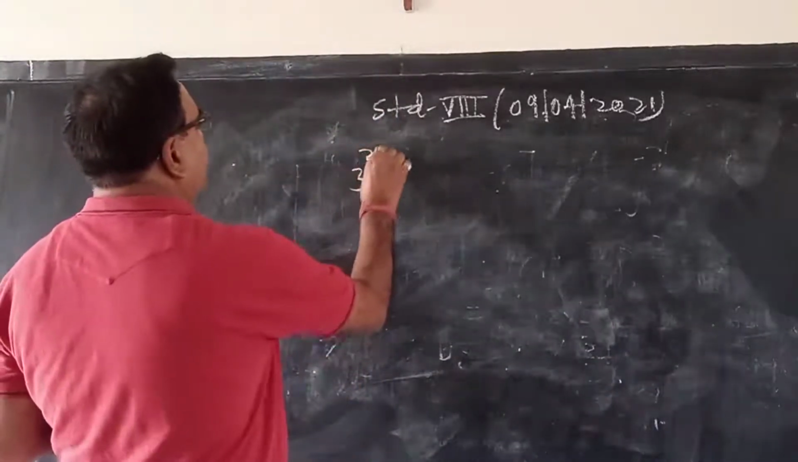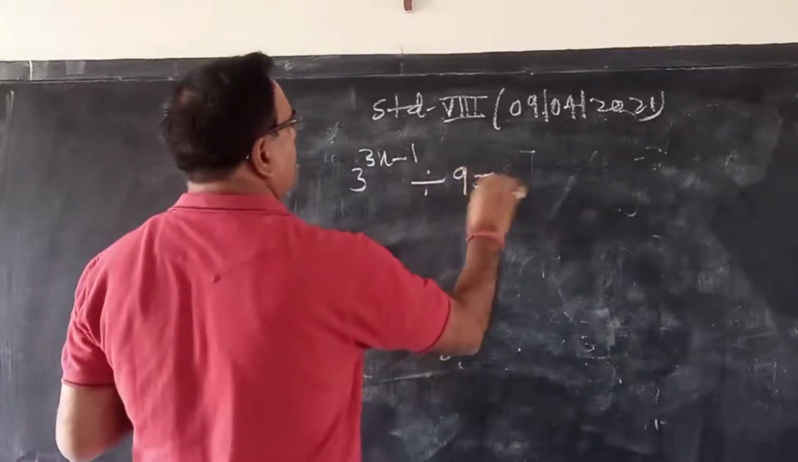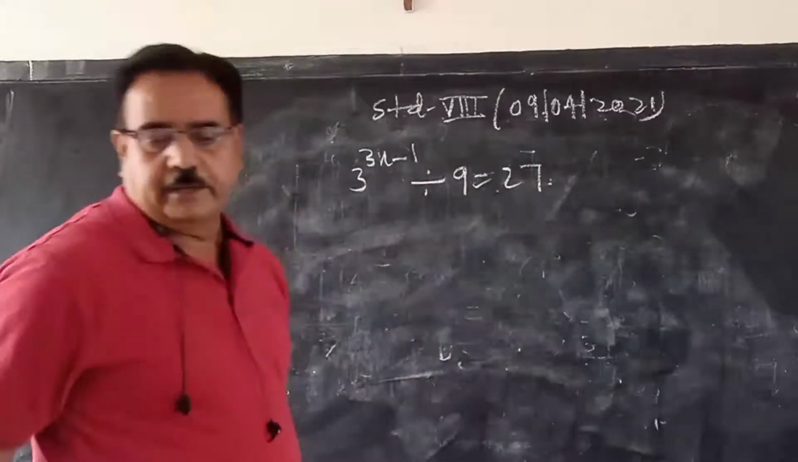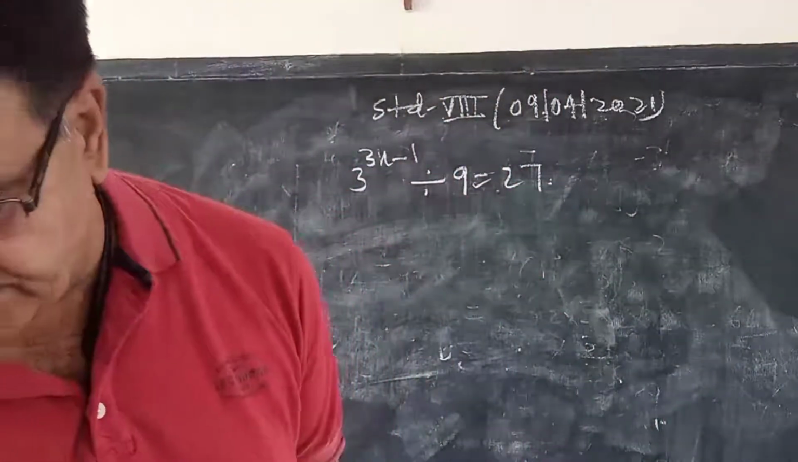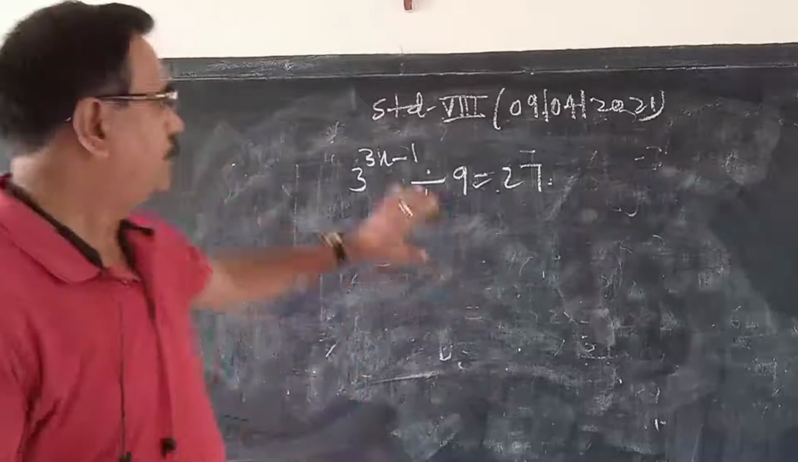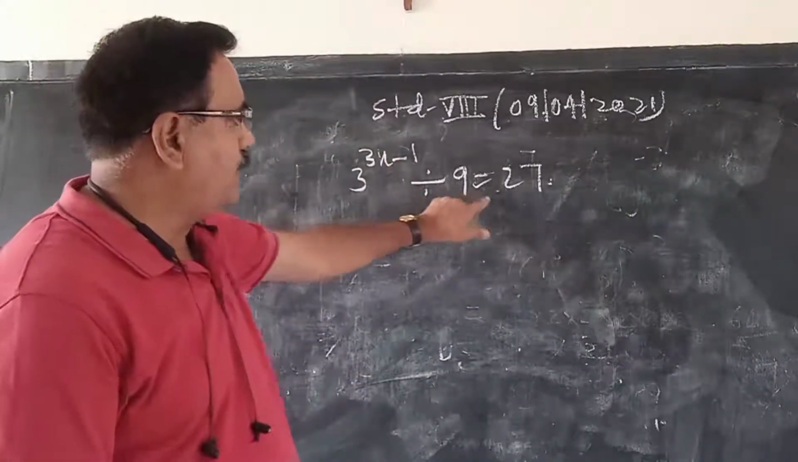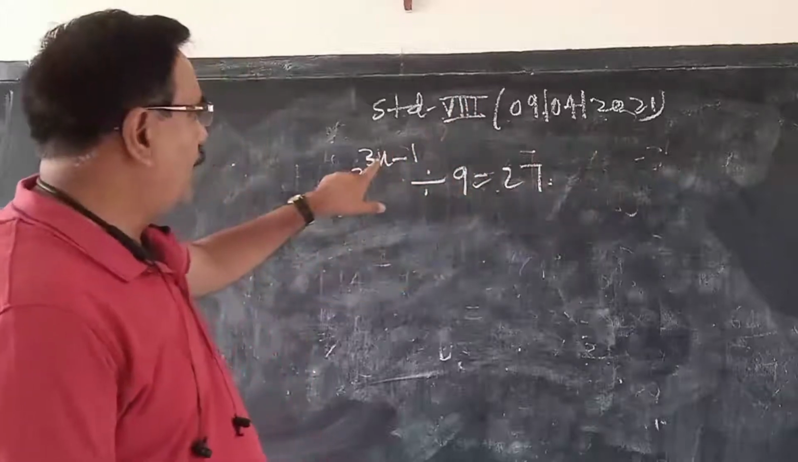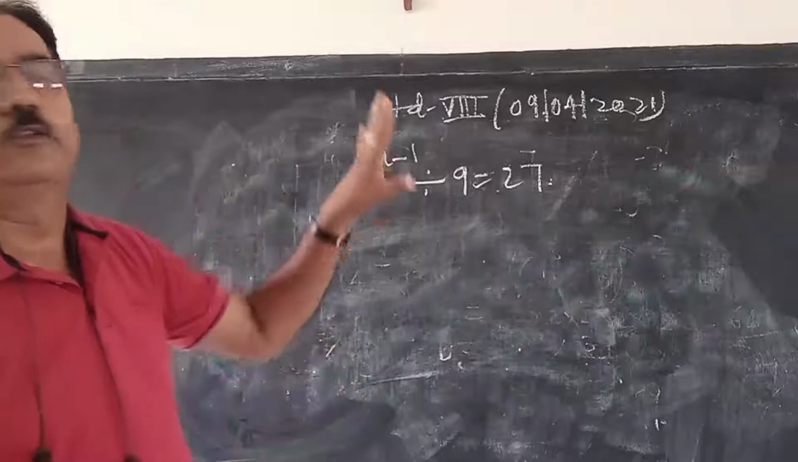3 to the power (3x minus 1) divided by 9 is equal to 27. Then we have to find the value of x. See here, it is given 3 to the power (3x minus 1) divided by 9 is equal to 27. Then there is only one unknown, that is x. That value we have to find. What will be the value of x?